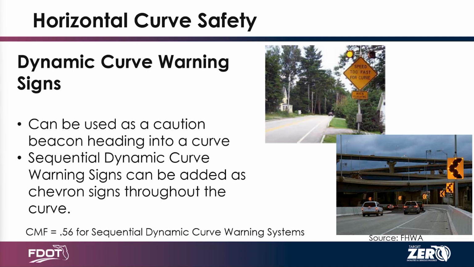Some other horizontal curve safety treatments are dynamic curve warning signs. They can be used as a caution beacon as someone is heading into the curve. Sequential dynamic curve warning signs can be added as chevron signs throughout the curve, which really helps bring visual awareness to the drivers, and it has a crash reduction of 44%.